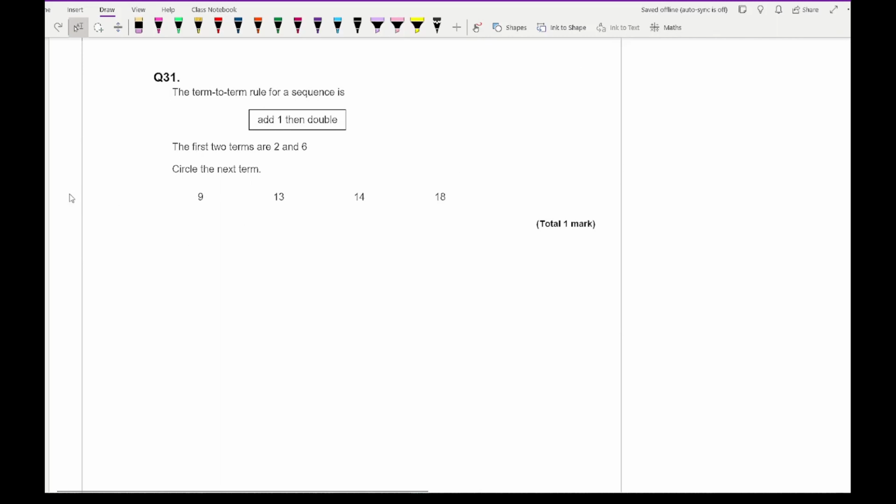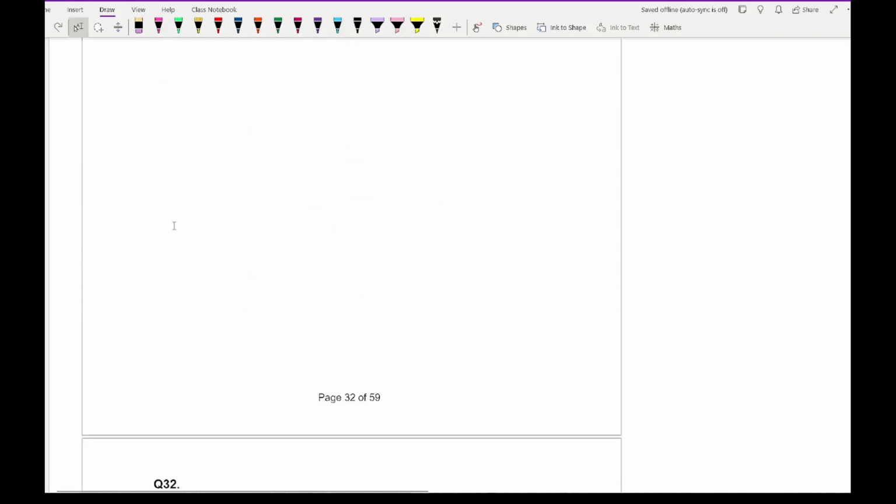Question 31, it says the term-to-term rule for a sequence is add 1 and then double. The first two terms are 2 and 6. Circle the next term. So I've got 2 and 6, so if I add 1 to 6, I get 7. And then if I double that, I get 14, which is my third option.